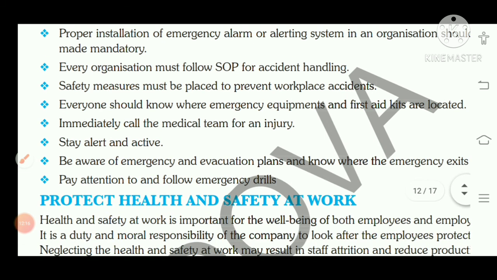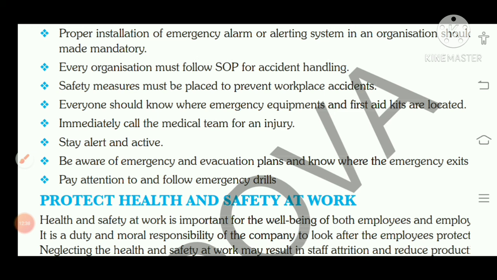Immediately call the medical team for an injury if such a thing happens. So you have to immediately call the medical team for this. Stay alert and active. Always be active in these types of situations. Alert रहना चाहिए. Be aware of emergency and evacuation plans and know where the emergency exits are.